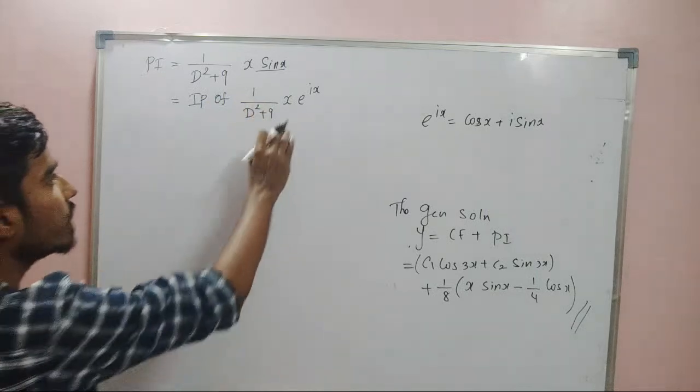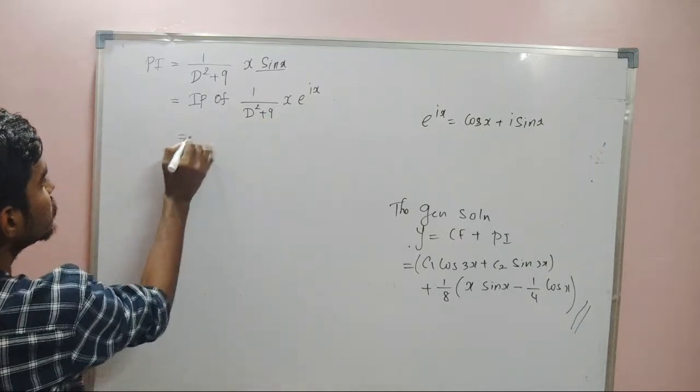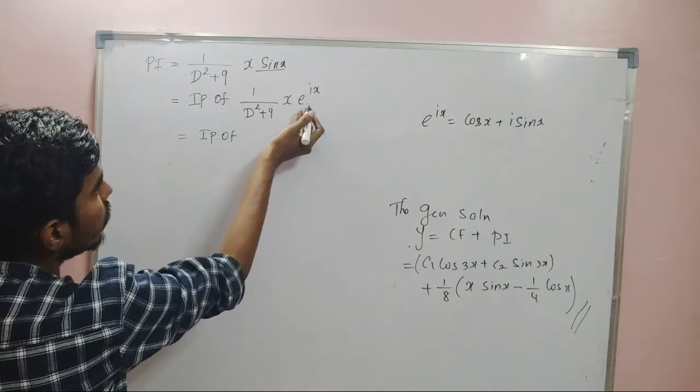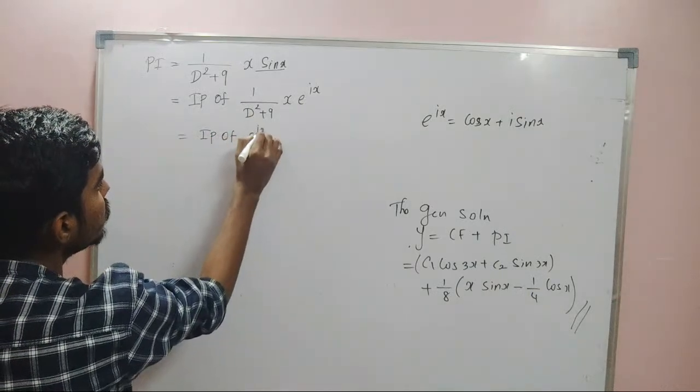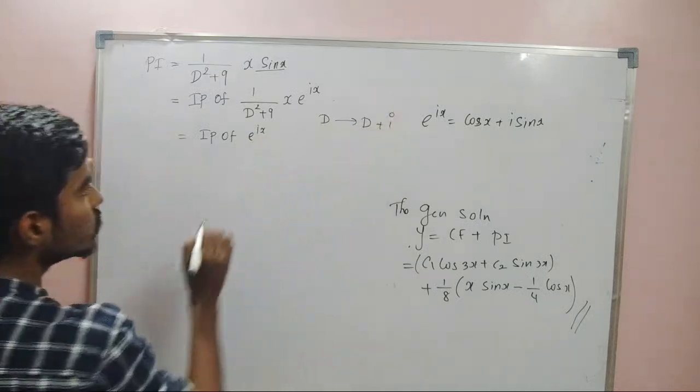So you can see this is type 4, e power ax into x. So how we will solve this equation? So imaginary part of, in order to bring e power ix to front, what you will do? You will replace d by d plus i, right? So you can see type 4.